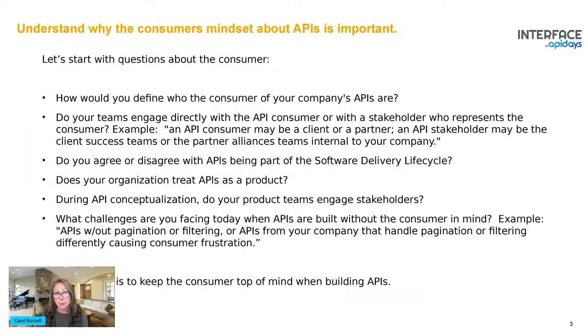Would you agree or disagree with APIs being part of the SDLC, the software delivery lifecycle? Does your organization treat APIs as a product? As we just heard in the previous conversation, one of the questions that came up was around versioning, API versioning. It's really critical that we take that into consideration as part of our guiding principles when building APIs, but there's a life cycle to it. So if we were to treat APIs as a product, we would have a full life cycle, just like we would with a customer or an actual product that we put in production.